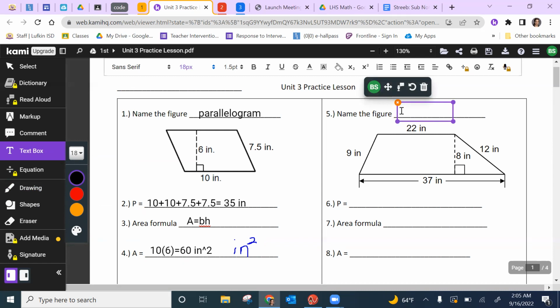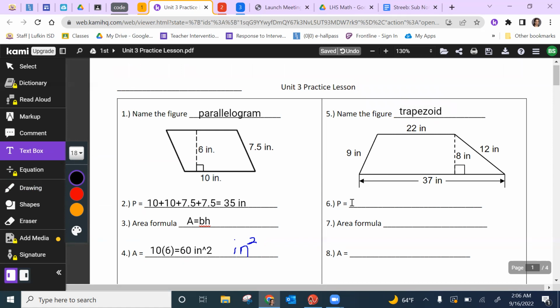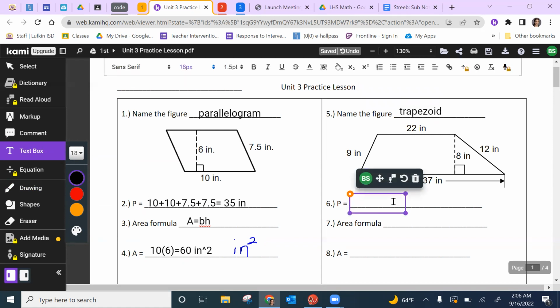Our next figure here is a trapezoid. And again, we're finding perimeter. So we're going to add up both sides. So we get 9 plus 22 plus 12 plus 37.